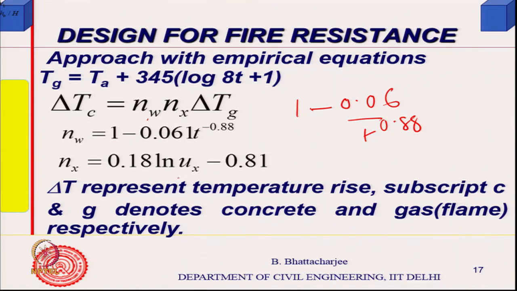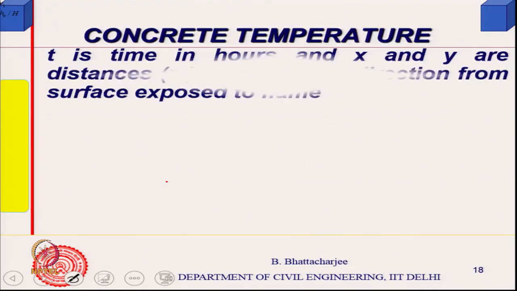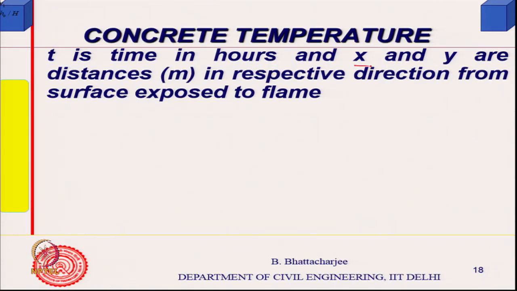Let us see how it is, because this is given as u x. So N x is equal to 0.18 ln u x minus 0.81, empirical. As I said, u x is a function of x, the distance from the surface, and the thermal diffusivity of the concrete. T is the time in hours. Now, since it is empirical, the unit is very important. T is the time in hours, x and y are distances in the respective direction from the exposed surface.